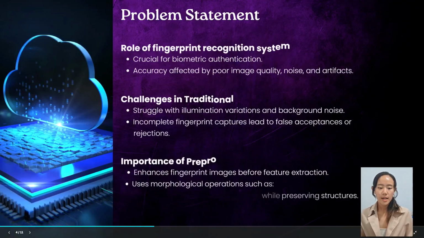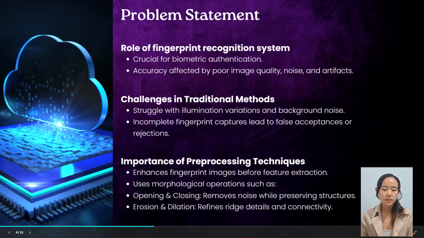There are three problem statements in this project. First, the role of fingerprint recognition systems. Second, challenges in traditional methods, and third, the importance of pre-processing techniques. Fingerprint recognition is crucial for biometric authentication, and accuracy is affected by poor image quality, noise, and artifacts. Traditional methods struggle with illumination variation and background noise. Incomplete fingerprint capture leads to false acceptance or rejection. Pre-processing enhances the fingerprint image before feature extraction. We will use morphological operations such as opening and closing to remove noise while preserving structures, while erosion and dilation refine ridges, detail, and connectivity.